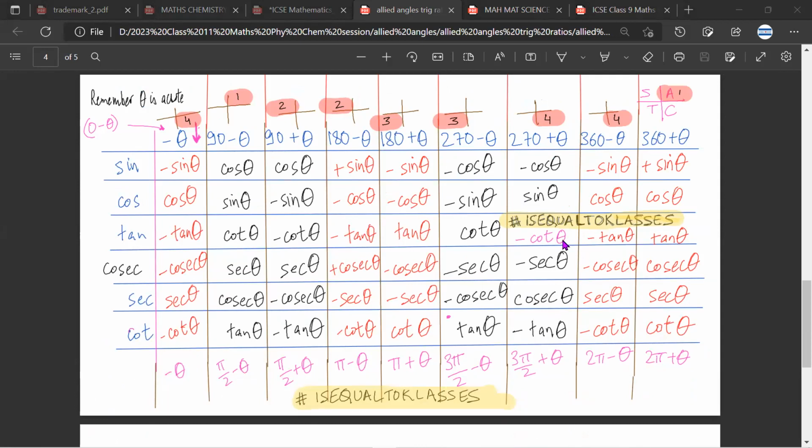Just focus on these three columns first, because we know that once we have derived the values of the first three columns, then the rest of the three columns, sorry, three rows, the rest of the three rows are just the reciprocals of the first three rows. Any doubt in there?